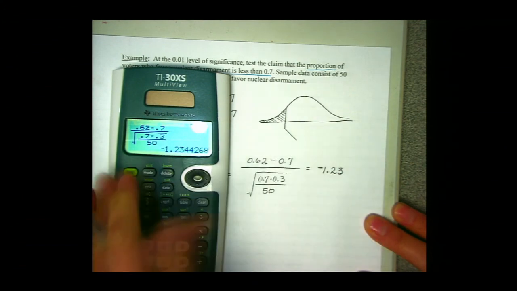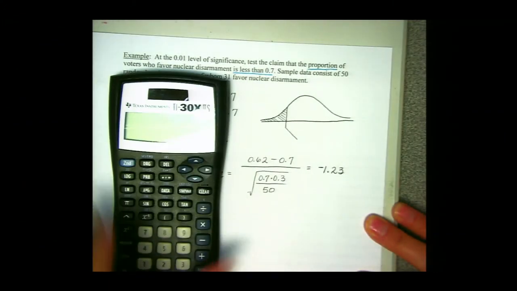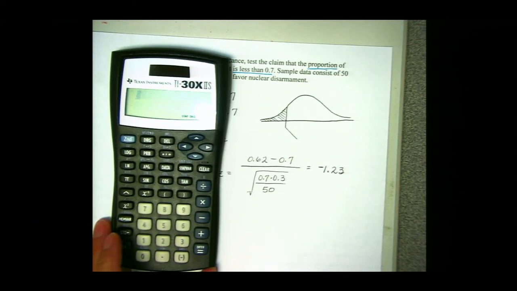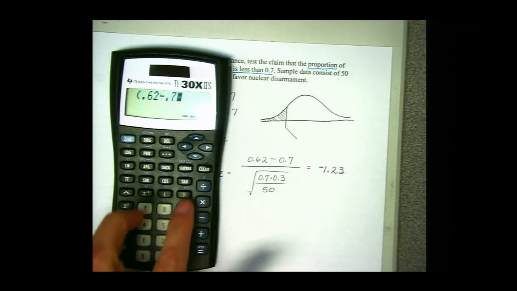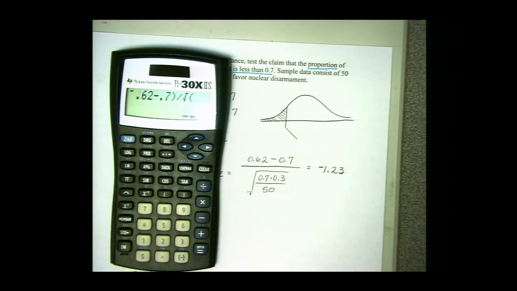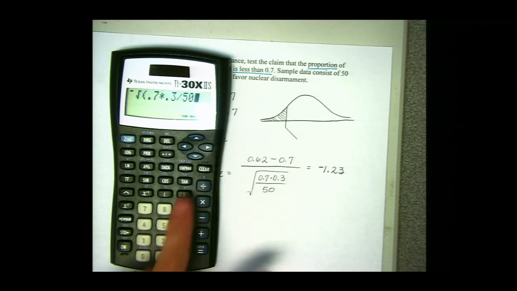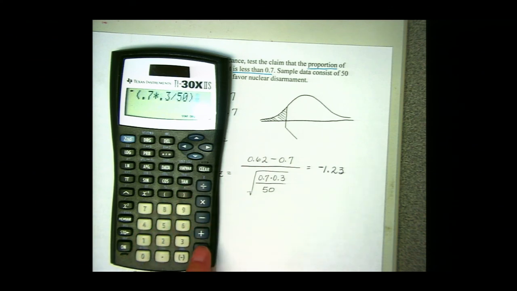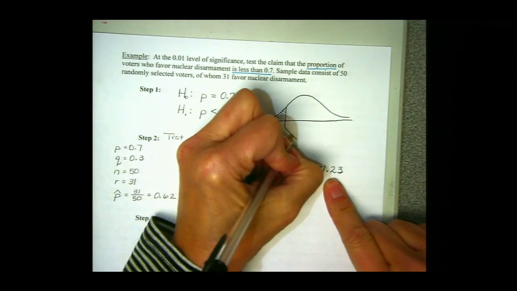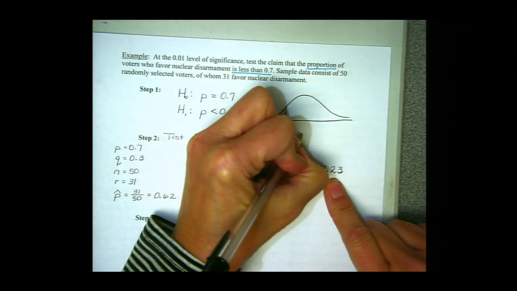Makes way more sense. All right, if you're using this calculator, you're going to have to use parentheses. So you would do open parentheses, 0.62 minus 0.7, close parentheses, divided by the square root of 0.7 times 0.3 divided by 50, and then close that radical and hit enter, and you get the same answer. So there's the two calculators. All right, so we have found the z to equal negative 1.23.